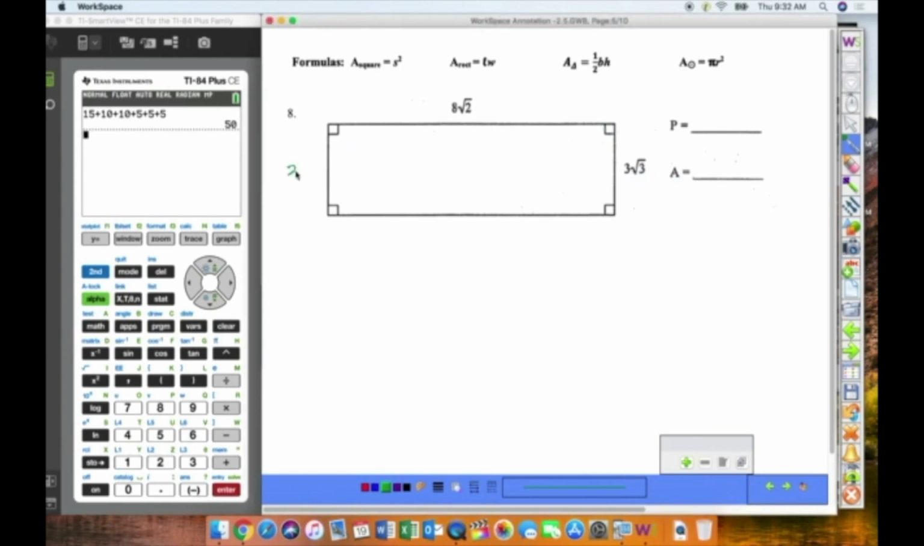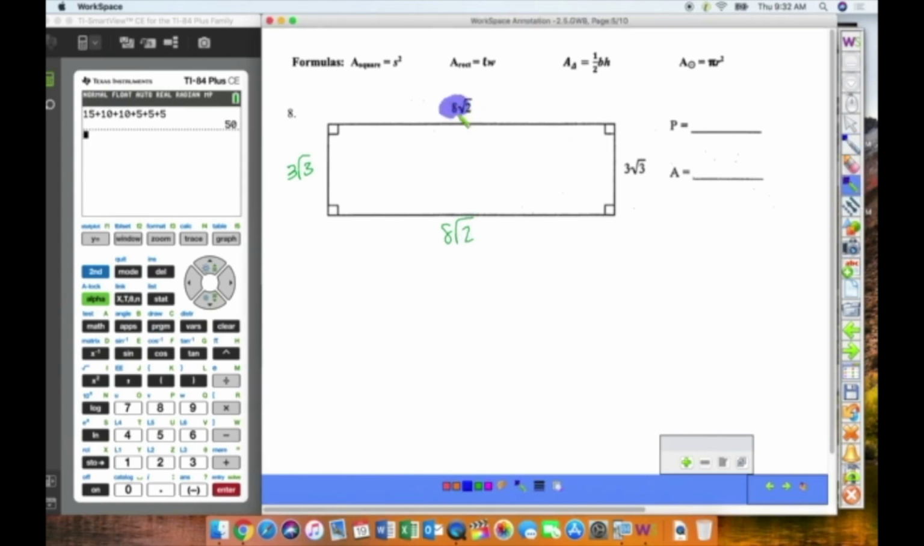So if this is 3 radical 3, this is 3 radical 3. This is 8 radical 2, so this is 8 radical 2. And now I've got to add these together. And remember, this is back to those add and radical stuff again. You can only add like terms. So you can add radical 3's with radical 3's, and you can add radical 2's with radical 2's.